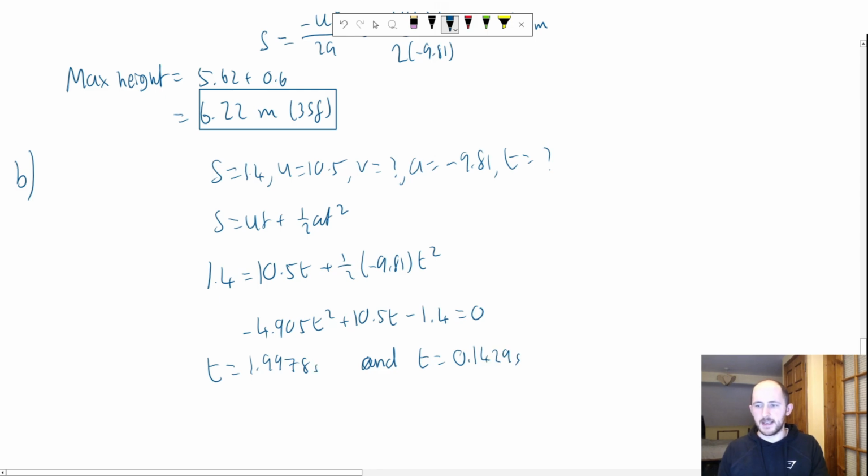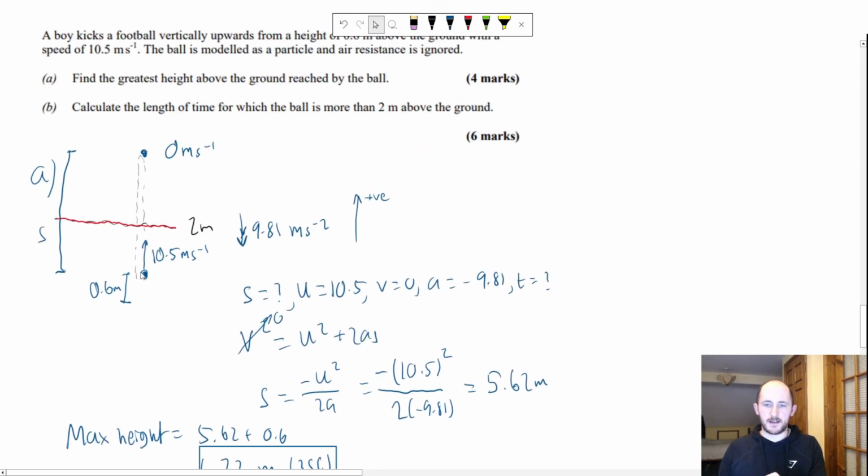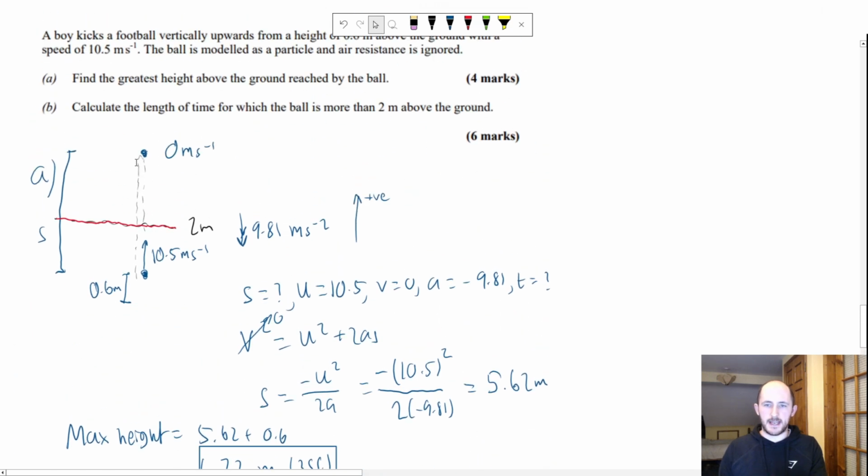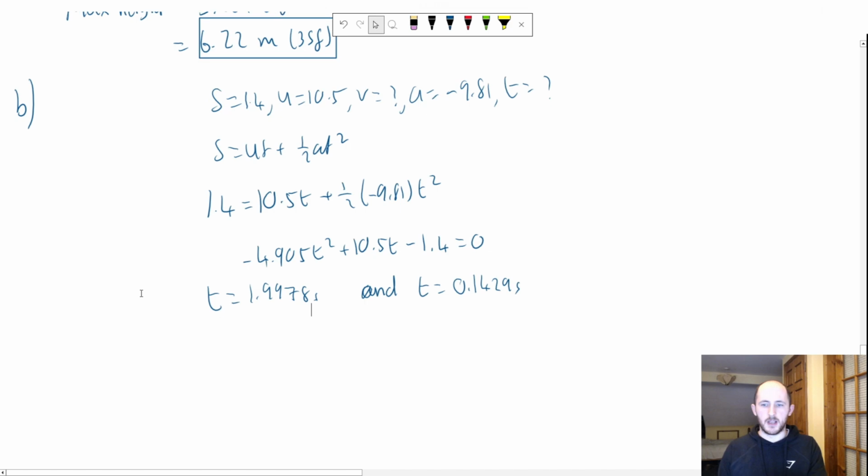So what we're saying is 0.1429 seconds afterwards it goes above 2 meters, and then 1.99 seconds after being kicked, it comes back down below 2 meters. So it takes 0.14 seconds to get up to here. Then after 1.99 seconds, it's back below. So hopefully you can see that the total time it's going to be above 2 meters is just the difference between these 2 times, because these 2 times are the points where it actually intersects that. So time above 2 meters.